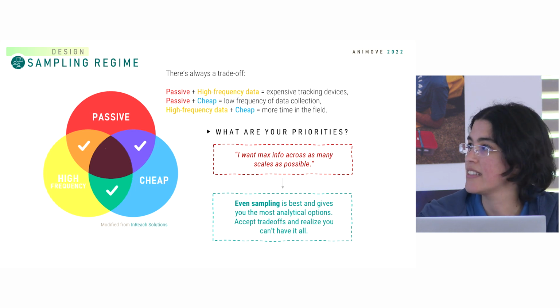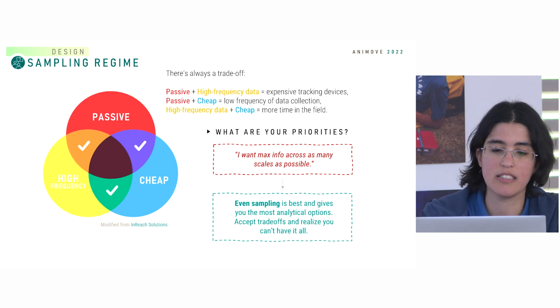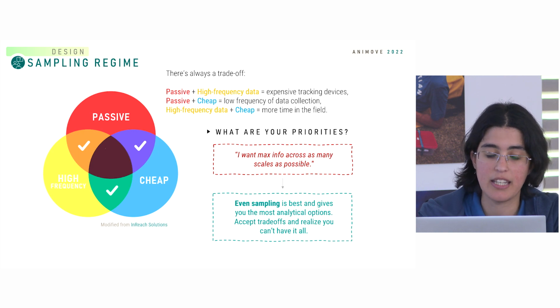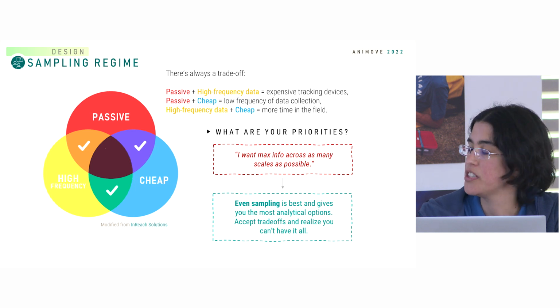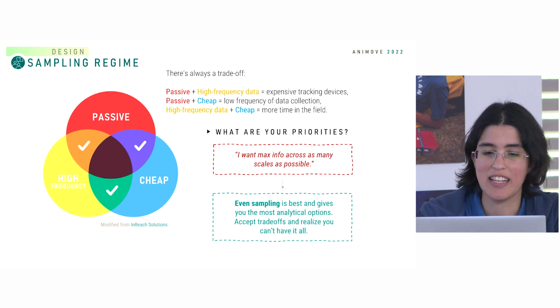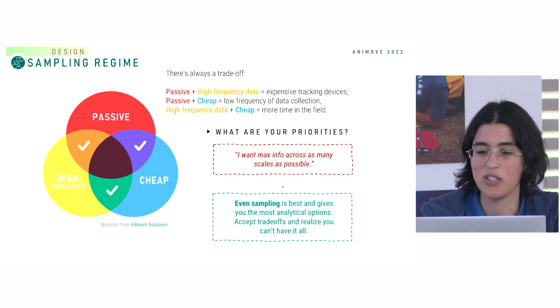But in this case, like I mentioned before, there's typically the acceleration-informed OT cycle. In certain cases, if we can get even sampling, that is typically the best. That opens up a lot of opportunities for analysis. But yeah, accept trade-offs and realize that you can't answer all the questions.